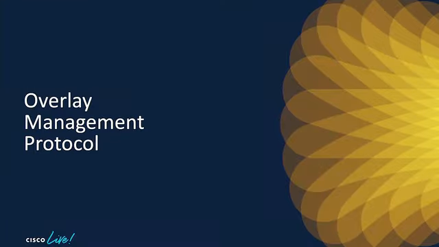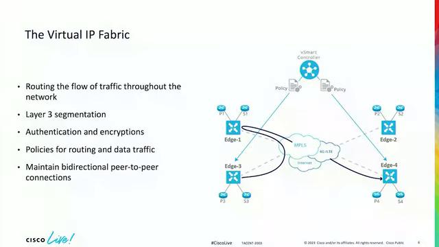Now, how we establish the BFD sessions. First, we need to go through the OMP protocol, the overlay management protocol. This protocol helps us to build everything in SD-WAN. So what we build with OMP is the virtual fabric. Why is this important? It's basically how we route everything through the overlay. We can actually modify the way we are forwarding the traffic, a hub and spoke topology, a full mesh, and which tunnels we're going to use. That's why we need the virtual IP fabric.